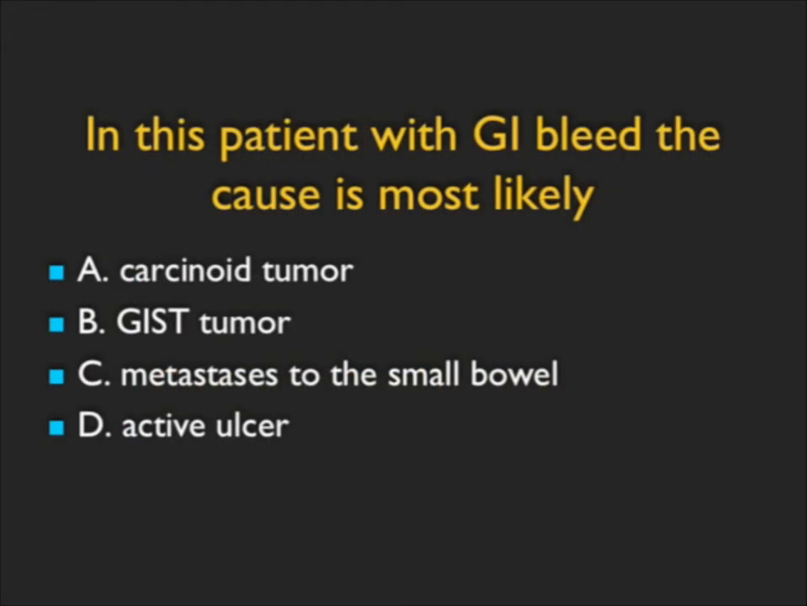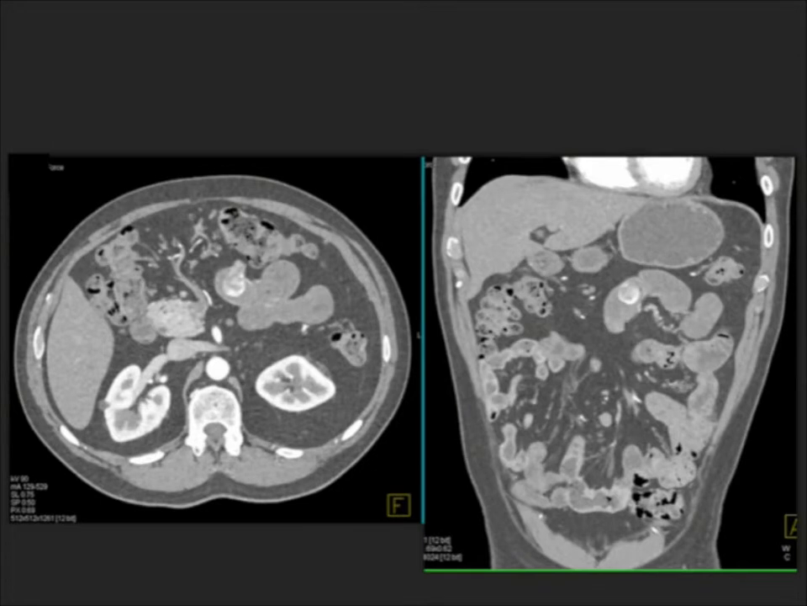This patient had a GI bleed, and we were looking for a cause. So I'm asking you, what's the most likely cause? If you look at both the axial and the 3D images, you see an enhancing lesion which is partially exophytic in the patient's jejunum. Really, in thinking about it, what could this be? Typically, this is going to be either a carcinoid tumor or a GIST tumor.